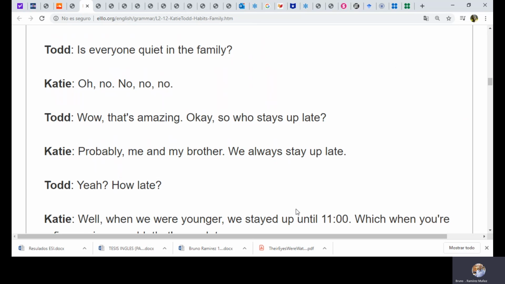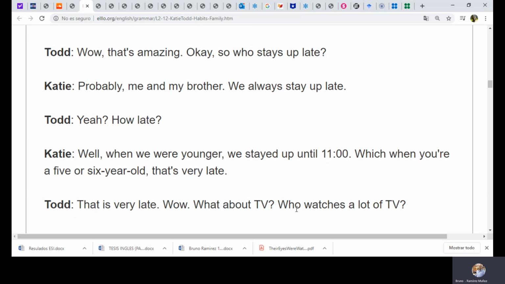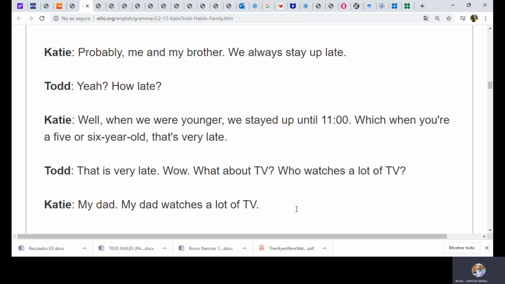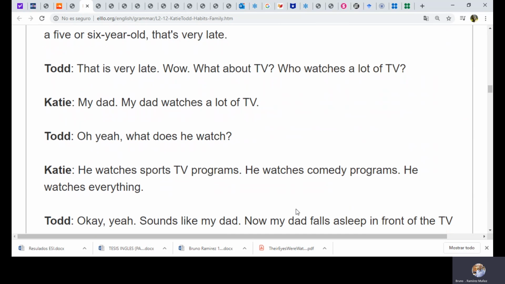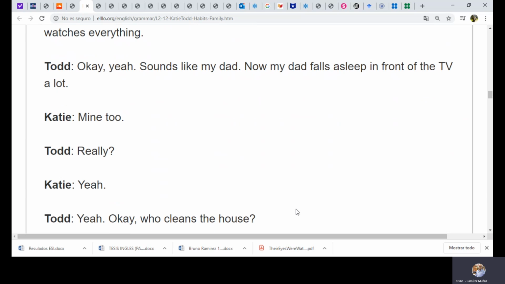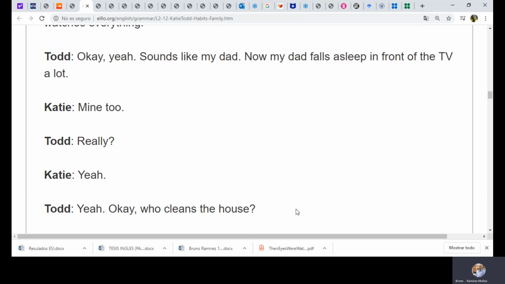Okay, so who stays up late? Probably me and my brother. We always stay up late. Yeah, how late? Well, when we were younger, we stayed up until 11 o'clock. Okay. Which, when you're a 5 or 6-year-old, that's very late. That is very late. Wow. What about TV? Who watches a lot of TV? My dad. My dad watches a lot of TV. Oh, yeah? What does he watch? He watches sports TV programs. He watches comedy programs. He watches everything. Okay. Yeah, sounds like my dad. Now, my dad falls asleep in front of the TV a lot. Mine too. Really? Yeah. Yeah.